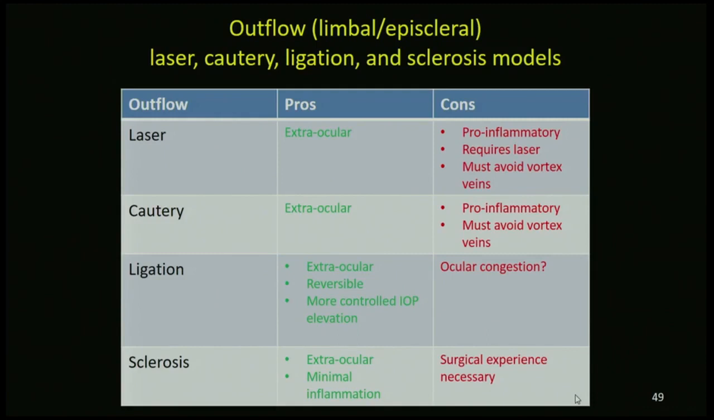Again, it's extraocular, but it is pro-inflammatory, and you have to avoid targeting the vortex vessels if you're not trying to affect those. The ligation model, that's also extraocular, and the nice thing about that is it's reversible. That's the model where Liu and Bowie and colleagues put a nylon suture around near the limbus. And it's a more controlled IOP elevation, so the tighter you make it, the higher the IOP goes.